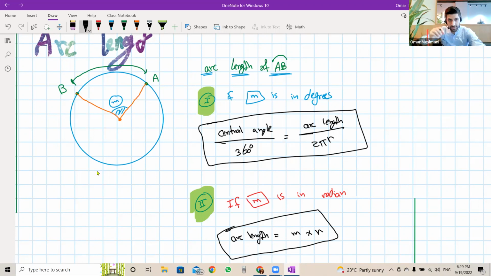I'm going to talk about the same concept, but this time it's not about arc length. What do you mean by M? M is the central angle measurement. It's the measurement of the central angle. For example, if he said 50 degrees, that's an M. And the R is the radius, not an N. Okay, yeah, radius. You're talking about this one.